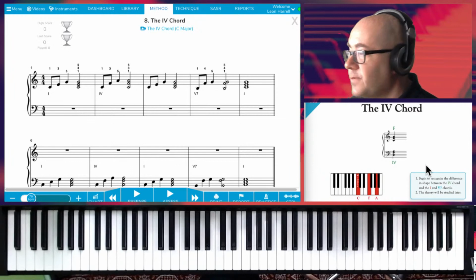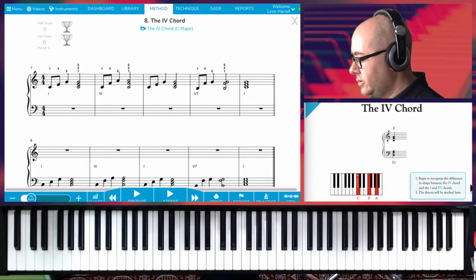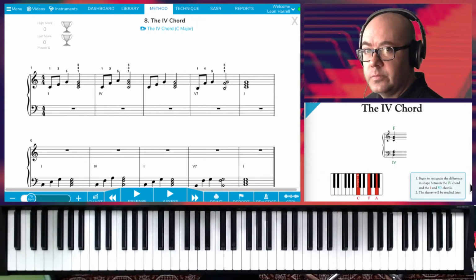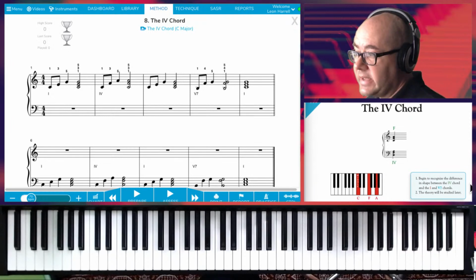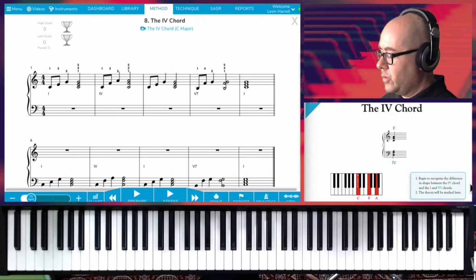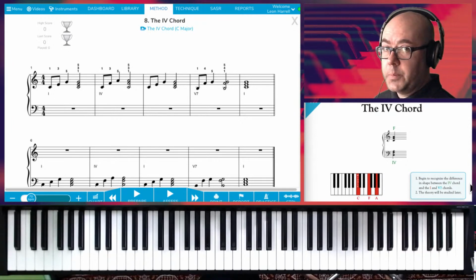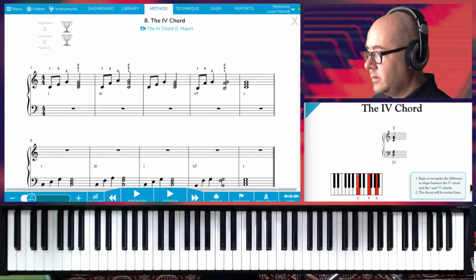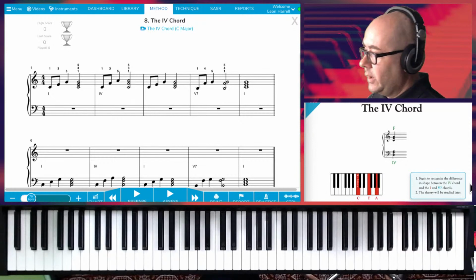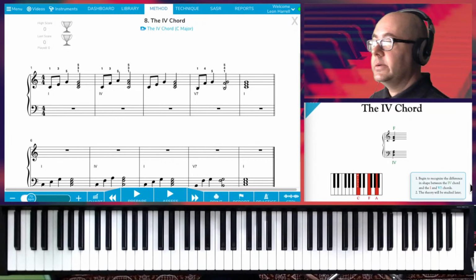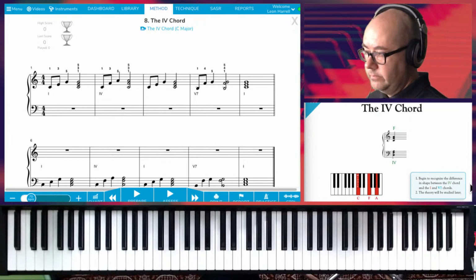So here we have the 4 chord in the key of C major, just F major. And they're showing it to us in its second inversion. So again, if we take our root chord F and bring it up to the top, that's our first inversion, and now we're going to take our A and bring it up an octave. So that C is in the bass. That's our 4 chord in the key of C, and it happens to be in second inversion.